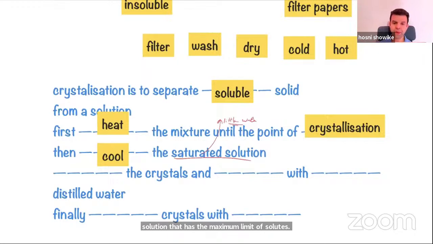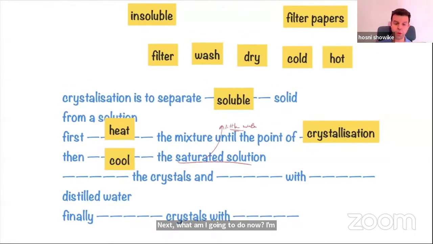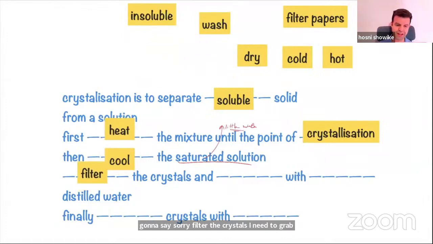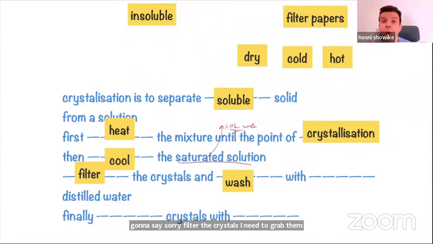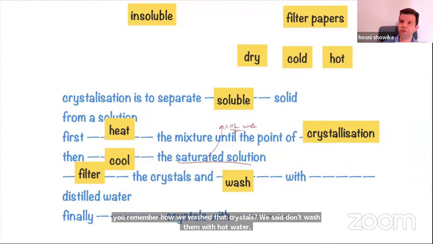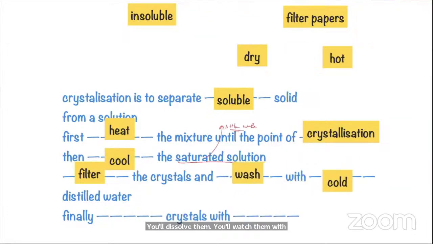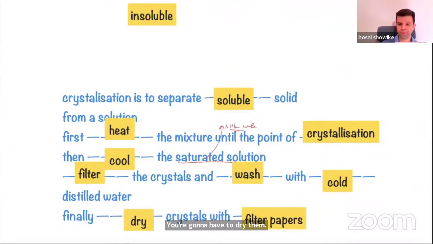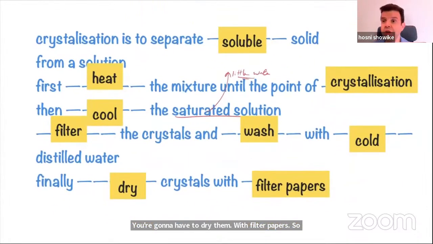Next, what am I gonna do now? I'm gonna do some washing. I'm gonna wash the crystals, and then I'm gonna do what? So I'm just gonna say, filter the crystals. I need to grab them first, and then wash. Do you remember how we washed the crystals? We said, don't wash them with hot water, you'll dissolve them. You'll wash them with cold water. Very good. Finally, at the end, what are you supposed to do? You're going to have to dry them with filter papers. So this is the whole procedure if you're to do crystallization. Right?